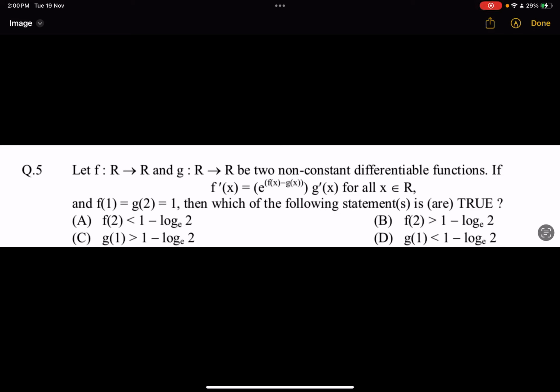This is a question taken from JEE Advanced 2018, and the question is from calculus. So it has differentiation and integration involved in it, and we had to comment on the functions f and g given in the question. So let us go through the question.